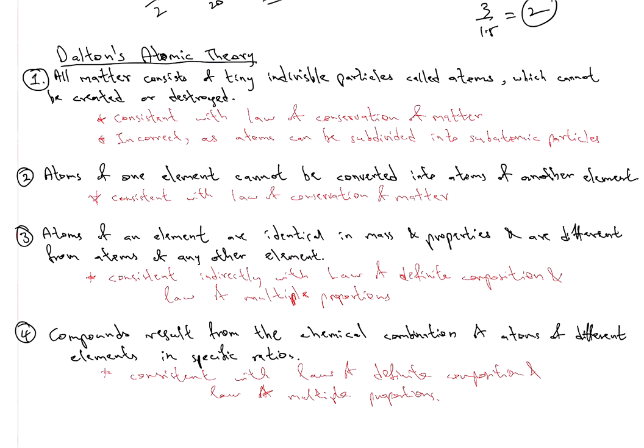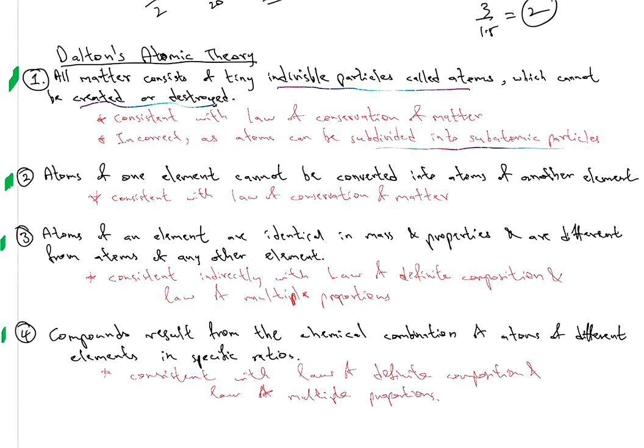So Dalton's atomic theory has basically 4 postulates. The first postulate is that all matter consists of tiny indivisible particles called atoms, and these atoms cannot be created or destroyed. So this is consistent with the law of conservation of matter, that atoms cannot be created or destroyed. We know now that atoms are not the tiniest particle, but they can be further subdivided into subatomic particles.